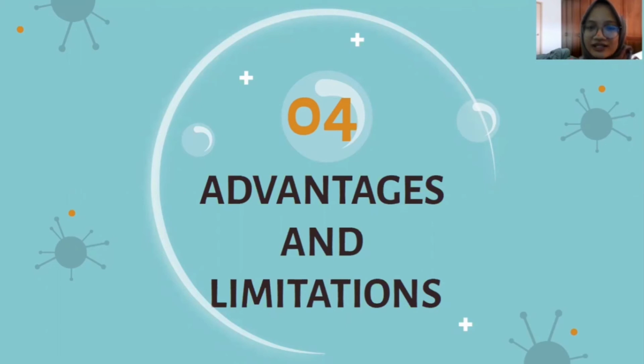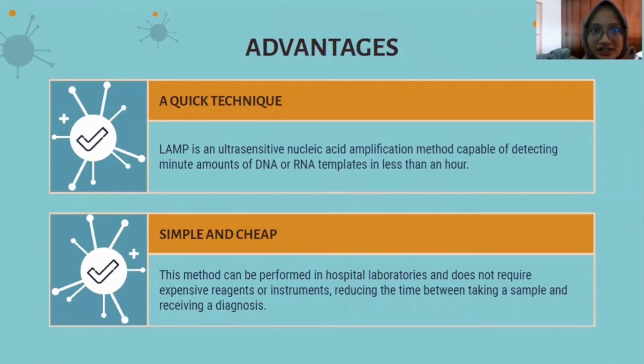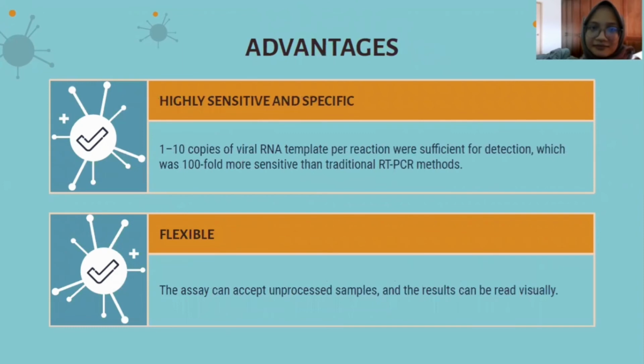So now, let's look at the advantages and limitations of LAMP. The first advantage is that LAMP is a quick technique, as LAMP is an ultra-sensitive nucleic acid amplification method capable of detecting small amounts of DNA or RNA templates in less than an hour. Besides, the LAMP method is also simple and cheap. This method can be performed in hospital laboratories and doesn't require expensive reagents or instruments, which reduces the time between taking a sample and receiving a diagnosis.